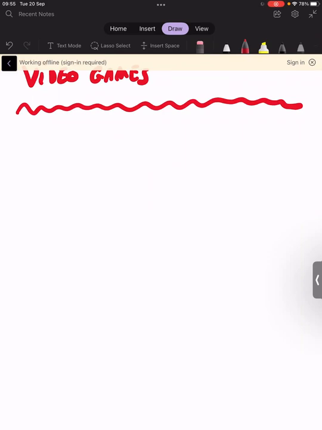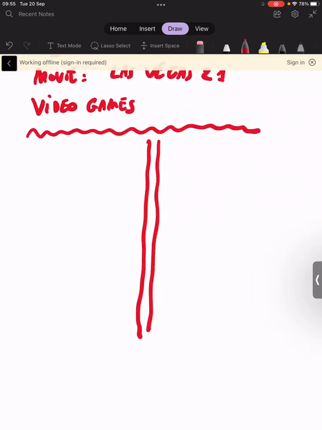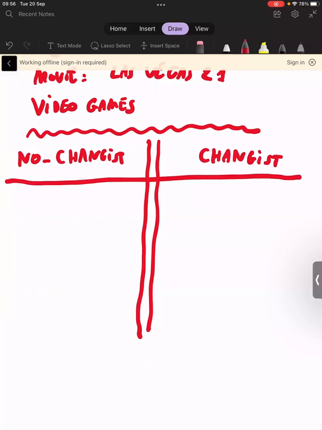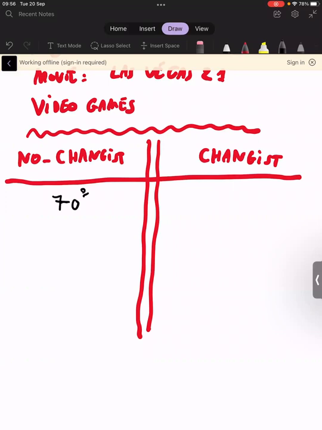So there are two philosophies. There is a no-changist, and there is a changist. In this room, with the limits of the game, I will say that maybe it was 70% no-changists, 30% changists.